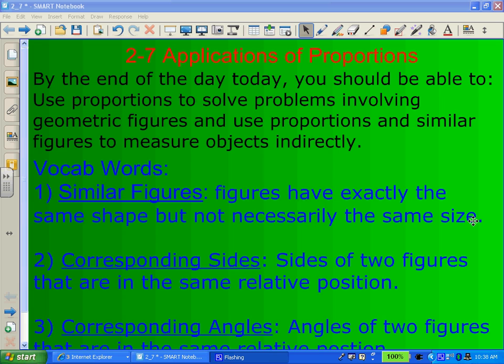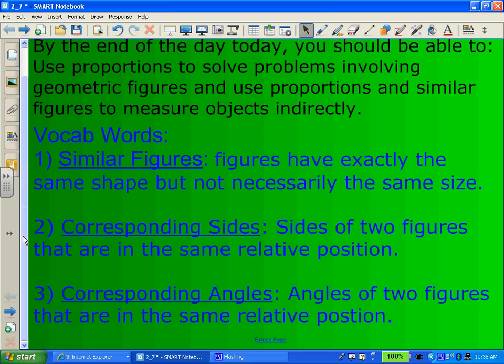Now within similar figures, we have something called corresponding sides and corresponding angles. Corresponding sides are sides on 2 different figures that are in the same position. I'll show you what this means in the next slide. The same thing's true with corresponding angles. You have 2 figures, and corresponding angles are the angles that are in the same relative position.